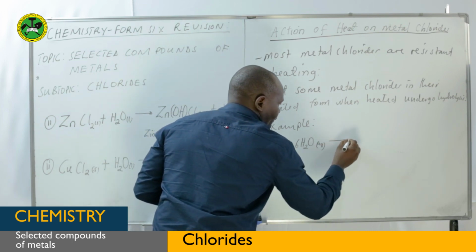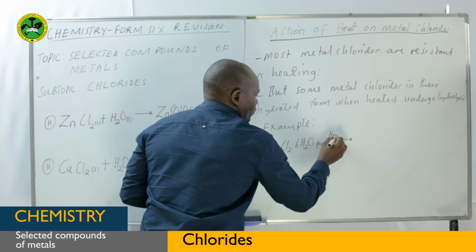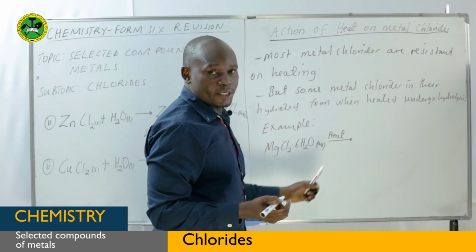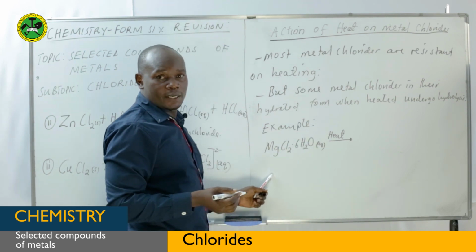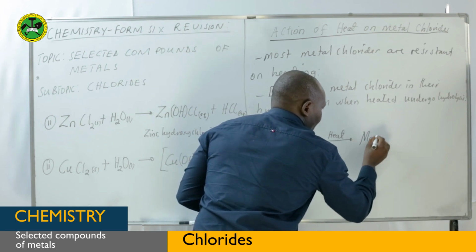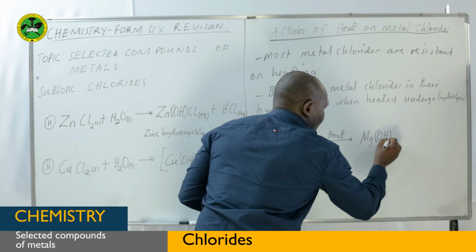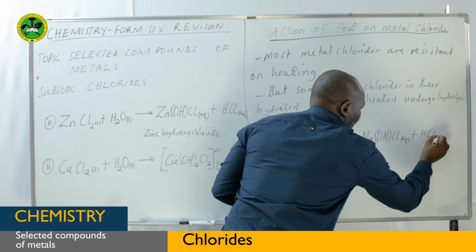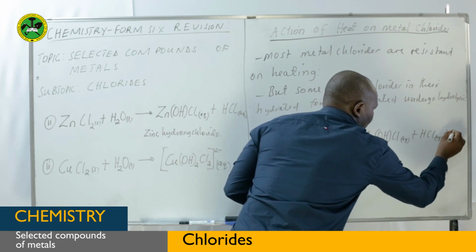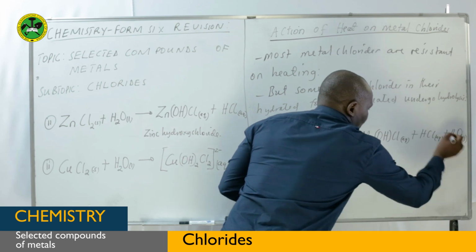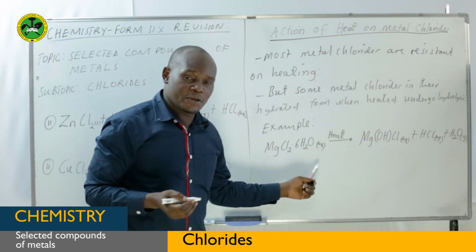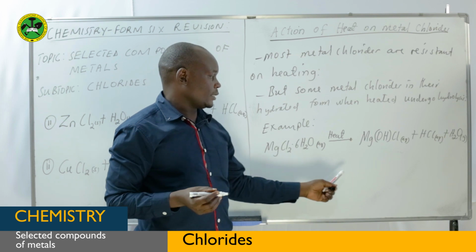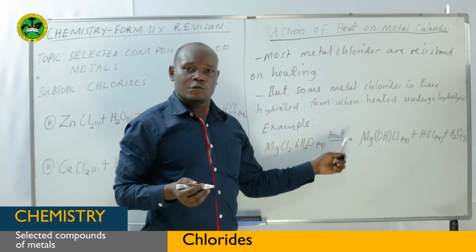when heated, magnesium chloride undergoes hydrolysis, leading into formation of the basic chloride of magnesium, which is this one. Then the other products are HCl and the water which escapes as water vapor. It's your task to balance it. So that is what is happening. So instead of removing water, it undergoes hydrolysis, leading into formation of the basic chloride of magnesium.